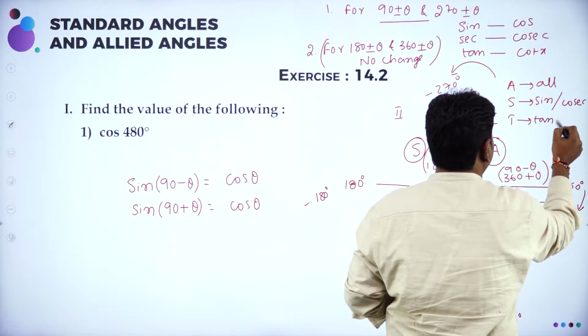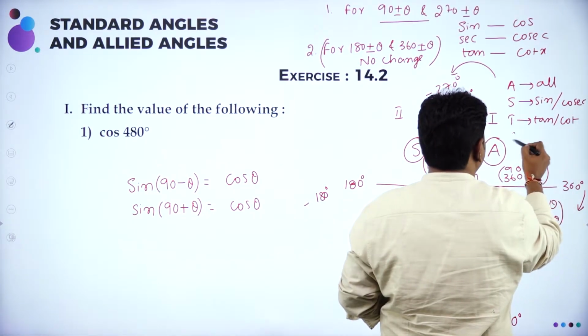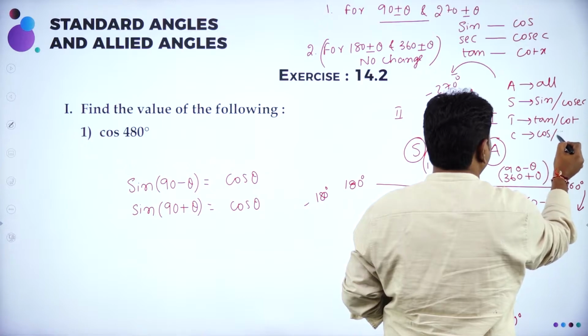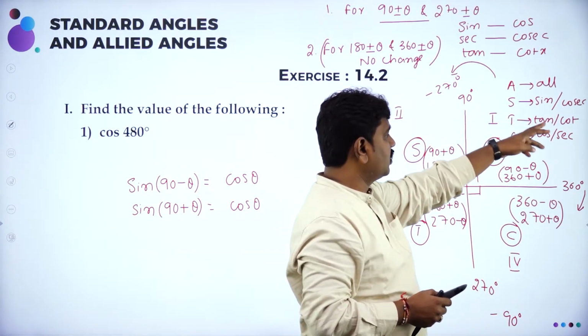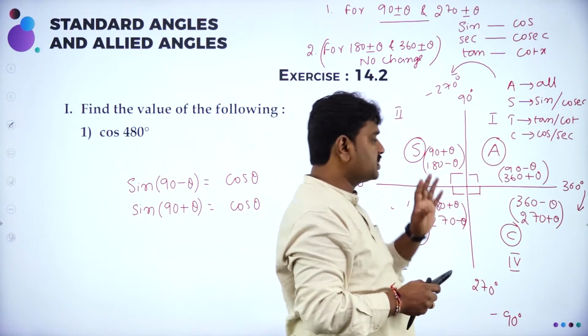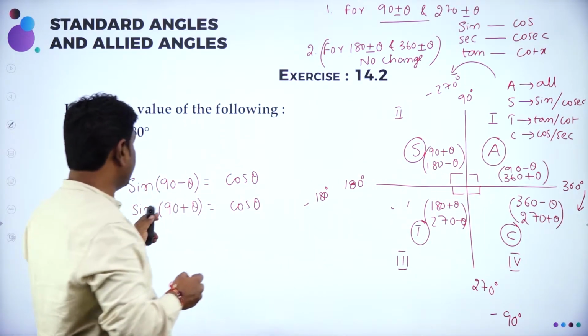T means tan or its reciprocal cot. C stands for cos or reciprocal secant. So S means sine or cosecant, T means tan or cot, C means cos or secant. ASTC. Now sine of 90 plus theta.